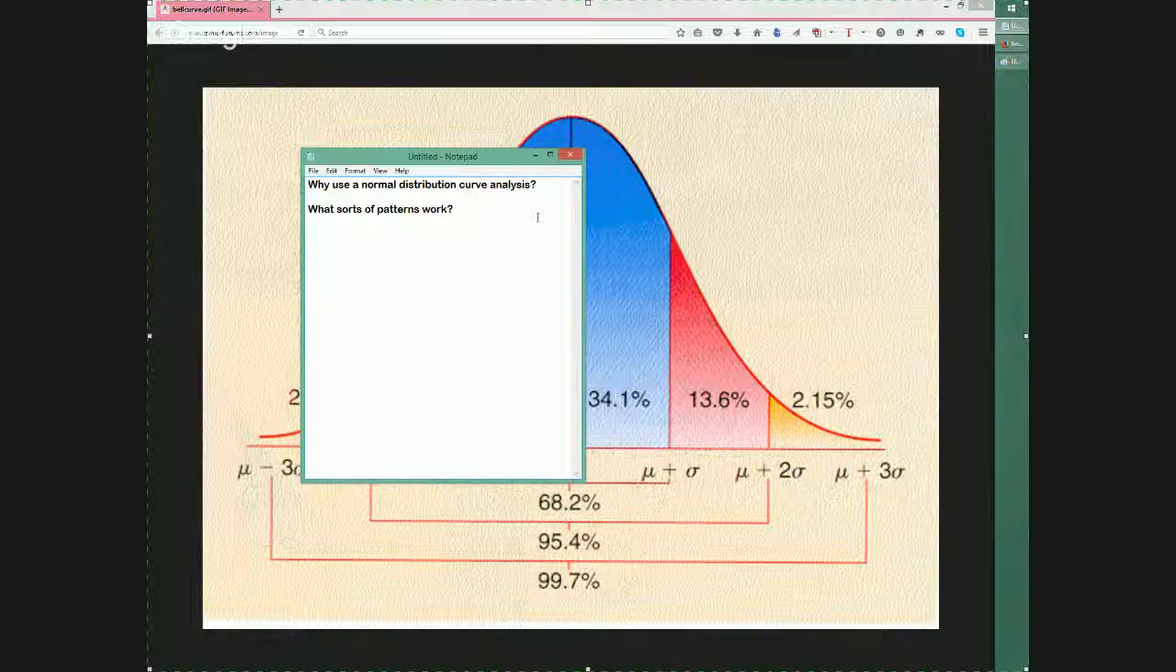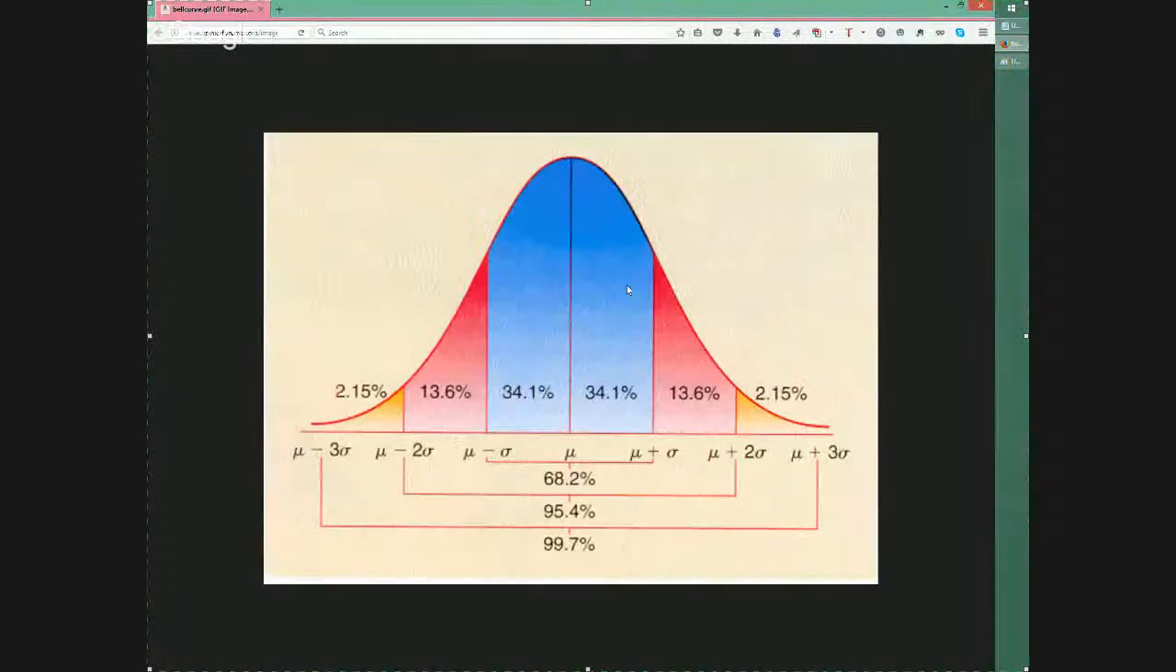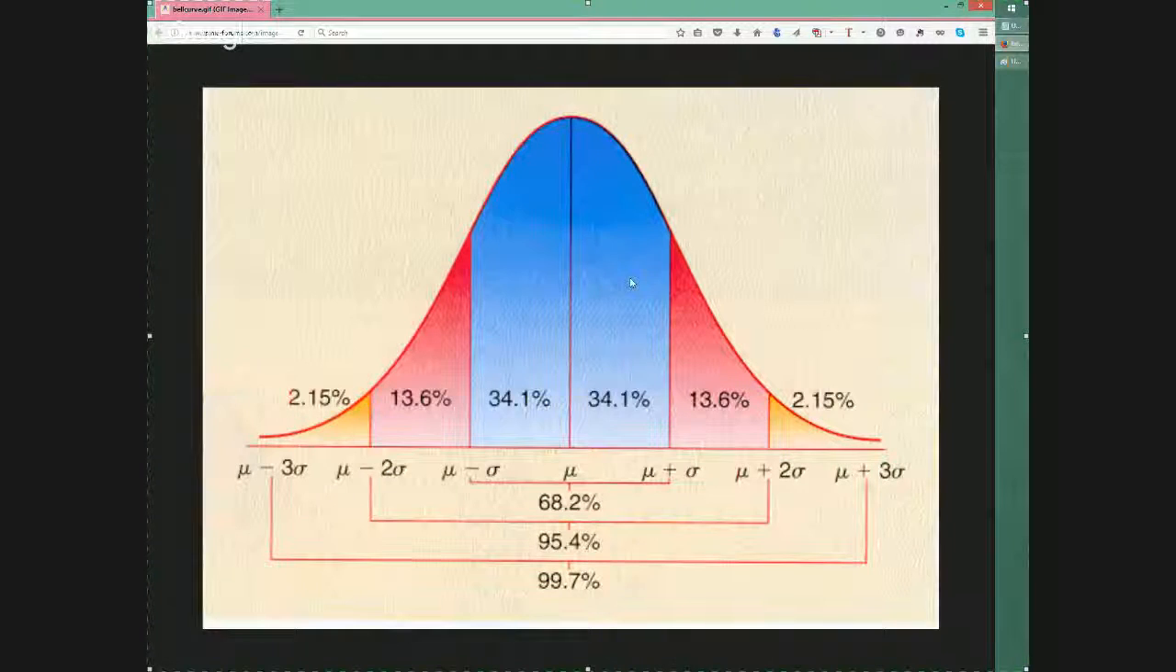Let's do that. Actually, before we jump into that topic, let's spend about 5 minutes making sure we really answer why normal distribution curve analysis. I've kind of intimated that knowing the probabilities we would fall on a chart in either direction from where you currently are is a good idea.